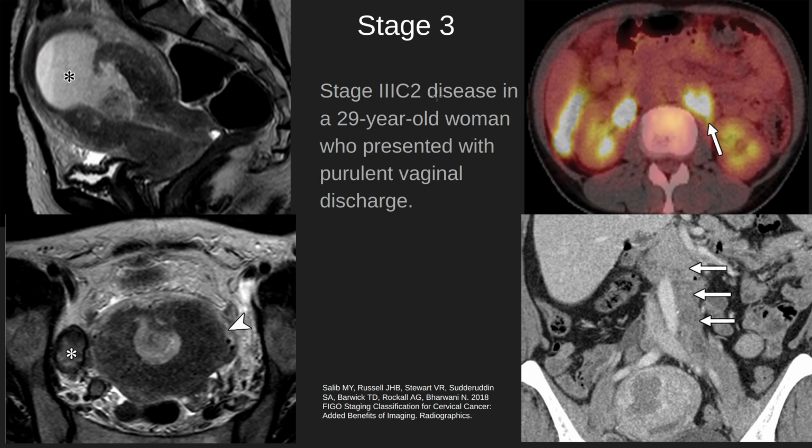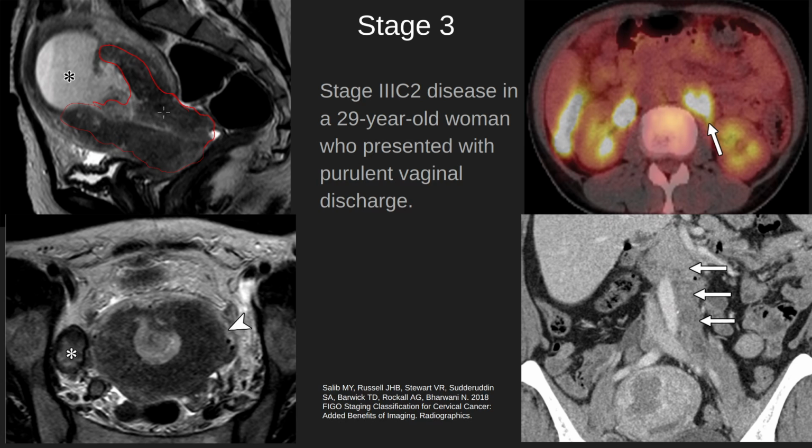Moving to stage 3C2. Stage 3C2 is when there is para-aortic lymphadenopathy. This is a 29-year-old woman who presented with purulent vaginal discharge. So we will look at the sagittal T2 weighted images here. Here we see this large T2 heterogeneous mass lesion centered at the level of cervix. And we can see this tumor is extending into the uterine cavity as well.